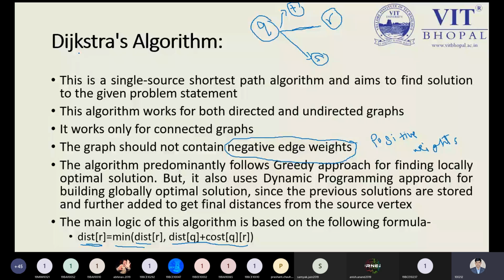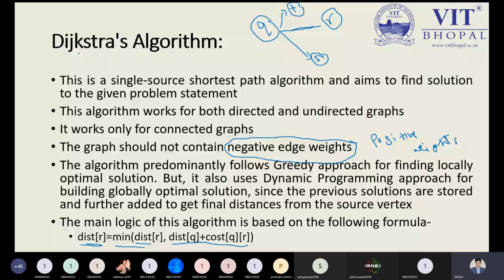So this is the formula we need to keep in mind. Distance[r] can be calculated as the minimum of distance[r] and distance[q] plus cost[q][r]. Please keep in mind the brackets. The brackets determine that this is a one-dimensional array. This is the point you have to keep in mind. And the cost between q and r will be two-dimensional.